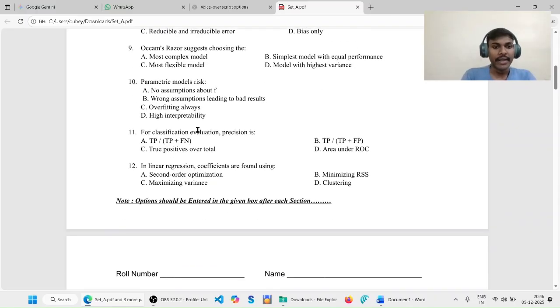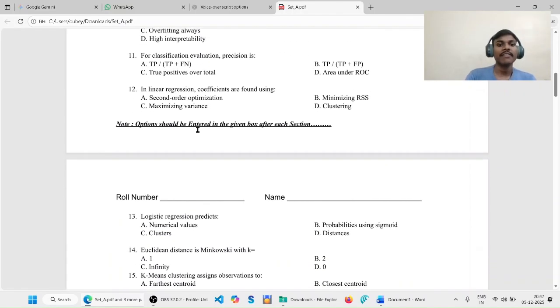Question 10. Parametric models risk: no assumptions about f, wrong assumptions leading to bad results, overfitting always, or high interpretability. The correct option is option B, wrong assumptions leading to bad results. Parametric models assume a fixed functional form. So if the assumption is incorrect, the model cannot capture the real relationship. This results in high bias and incorrect predictions.